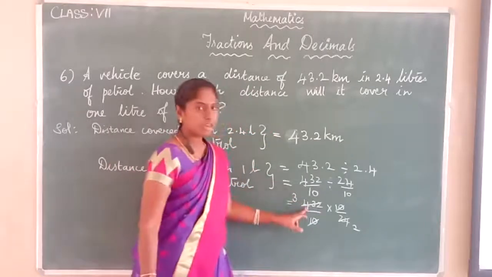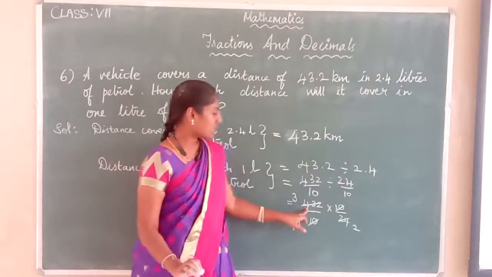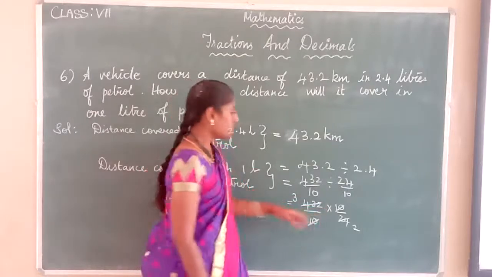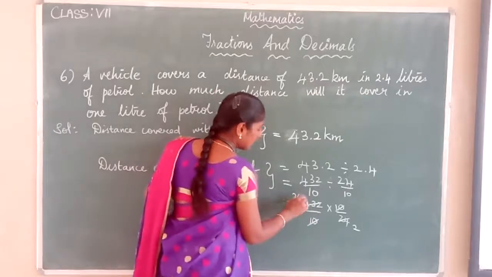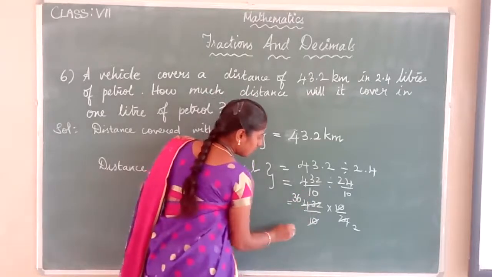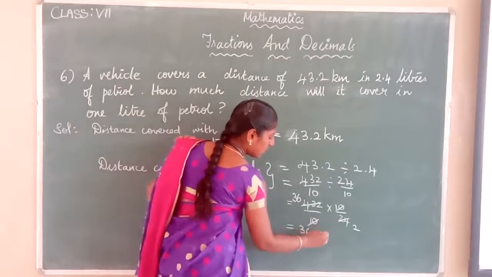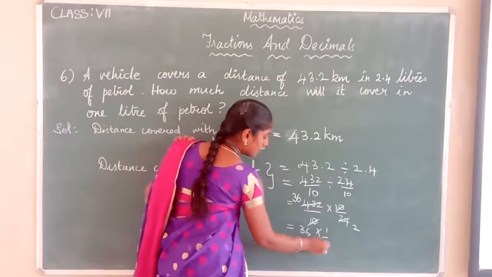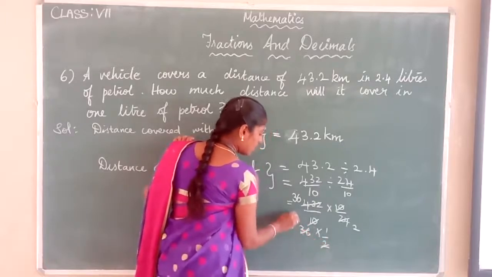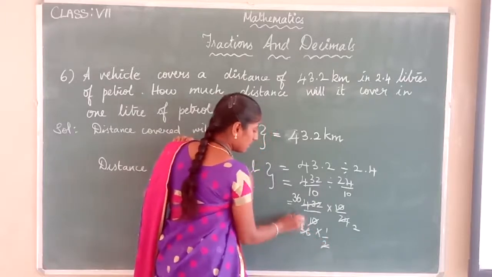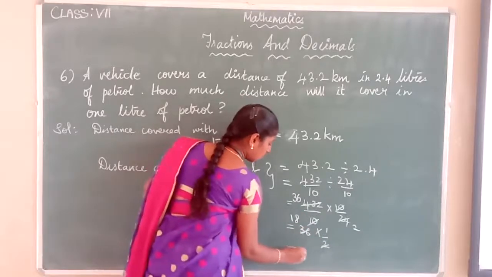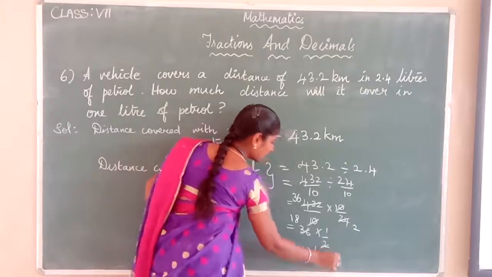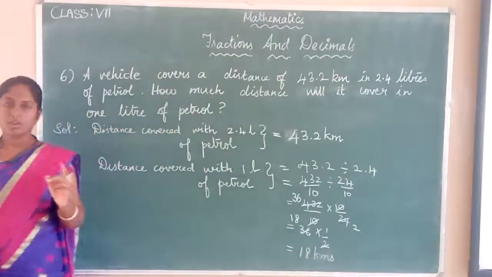So what is remaining here? 7 is remaining. So 72. 72 will come in 12 table or not? Yes, right? 12 6s are 72. So what is remaining here? 36 is remaining. Here nothing. 1 by 2 is remaining. So what is half of 36? 2 1s are 2. 1 is remaining. 18. Okay. So it covers 18 kilometers with 1 liter of petrol.